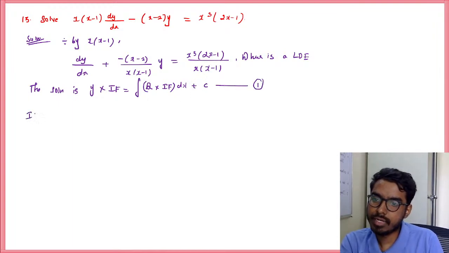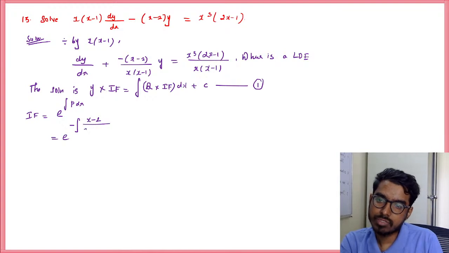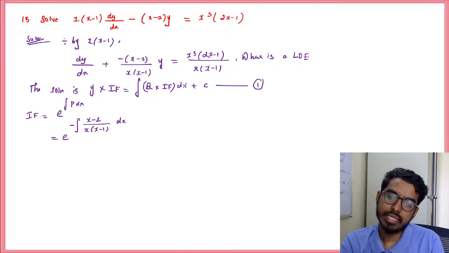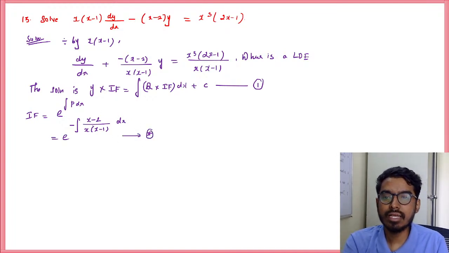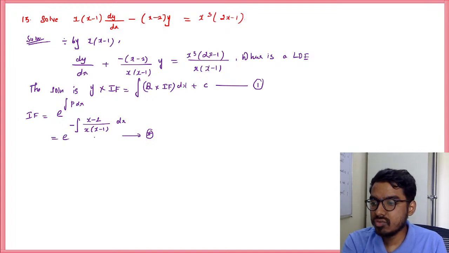Now we will find the integrating factor, e power integration of p dx. So p is minus (x minus 2) by x into (x minus 1) dx, right? Let's call this star. Now we will find the integration of (x minus 2) by x into (x minus 1).